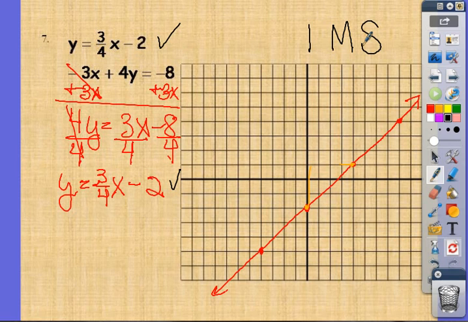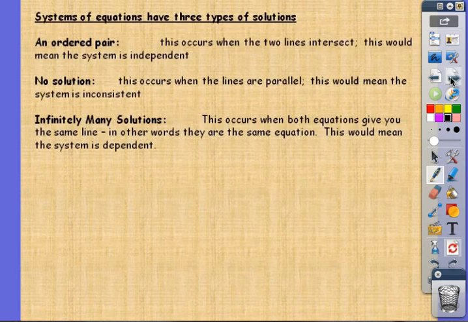Okay, we're going to skip number 8 just for time. All right, let's take a look at this. So here's the different types of answers you may get when you are solving systems. You may get an ordered pair, okay? That's when they intersect and you actually get x comma y as an answer. There's one point of intersection. That's referred to as an independent system.